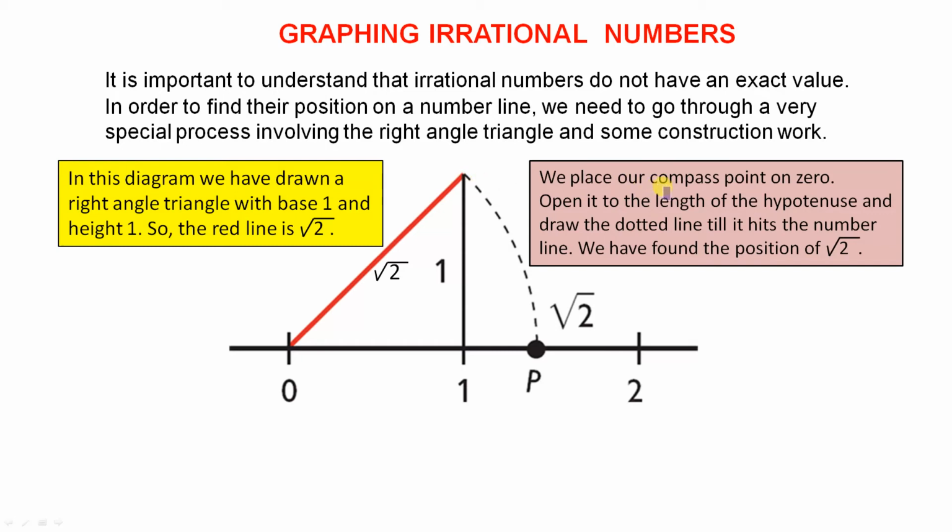We place our compass point on 0, there, open it to the length of the hypotenuse and draw the dotted line till it hits the number line. We have found the position of the square root of 2. So you open your compass to that distance, draw the dotted line, and you've actually found the position of the square root of 2 on the number line. Let's have a look at one more example on the next slide.